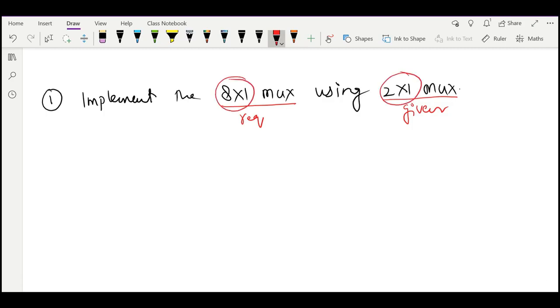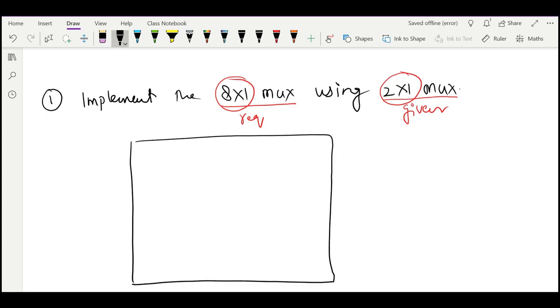So that means we have to implement a larger multiplexer using smaller multiplexers. How many multiplexers are given to us? We assume that there are numerous multiplexers. The question in this topic comes like, how many multiplexers are required? That's why they have not given the quantity of multiplexers. Now, let's say this is our 8 into 1 multiplexer.